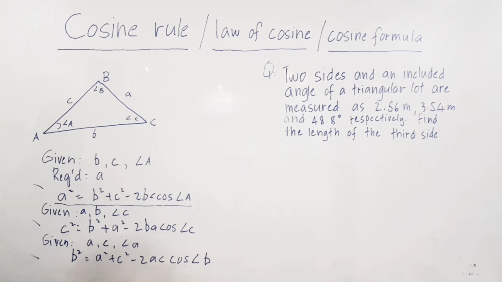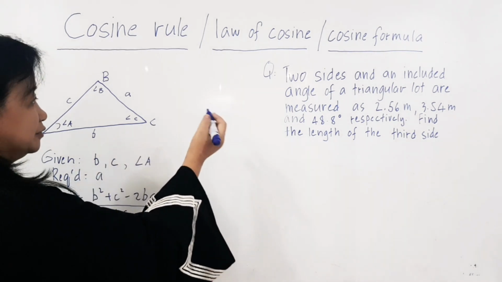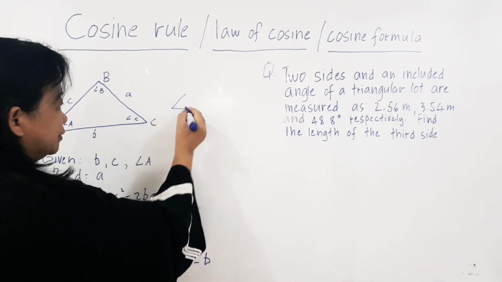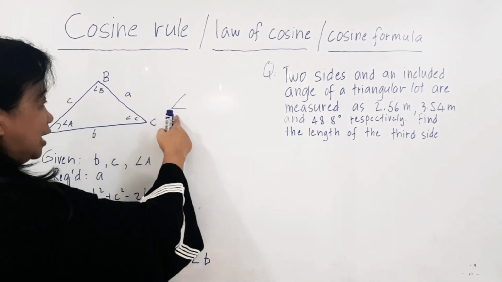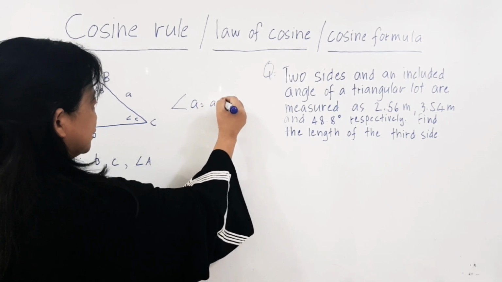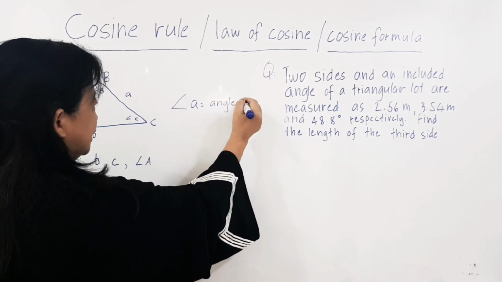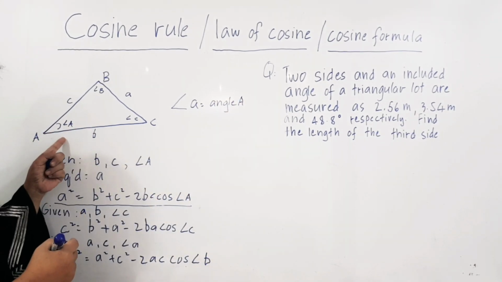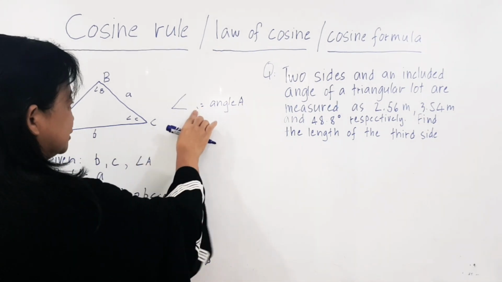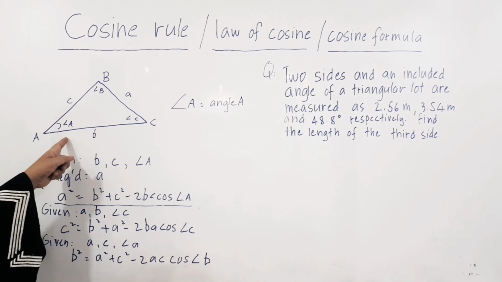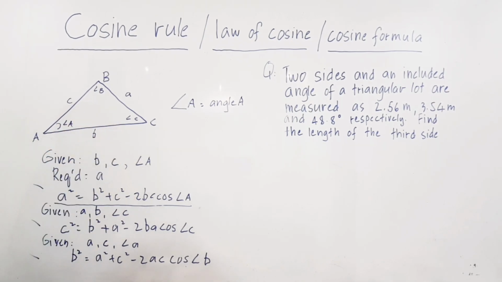So to illustrate this one, before I give you the sample question, this symbol in mathematics is called angle. So angle A means angle A. This one here, this is angle A. Either small letter or capital letter, up to you. So this is angle A, angle B, and angle C.